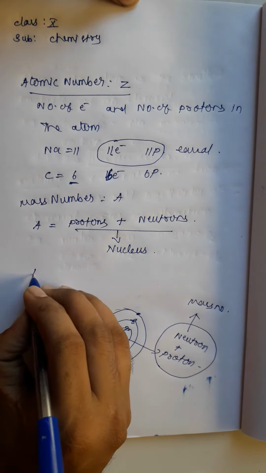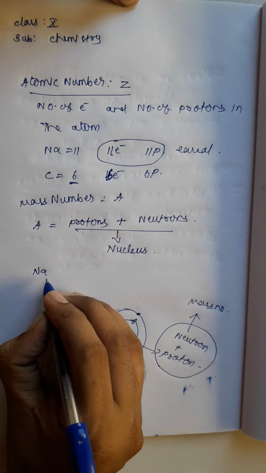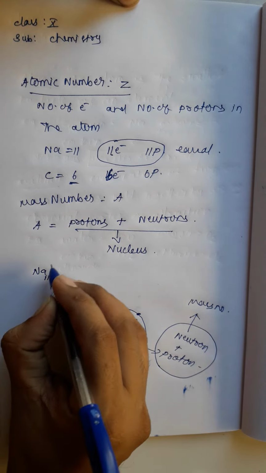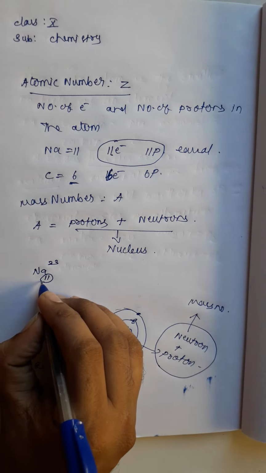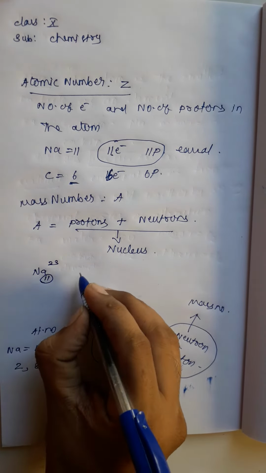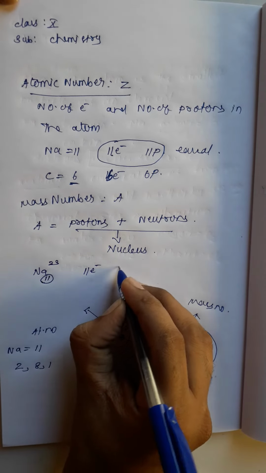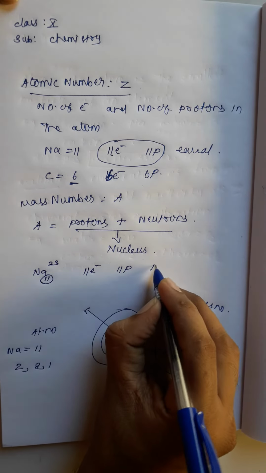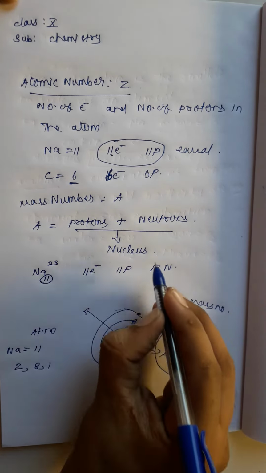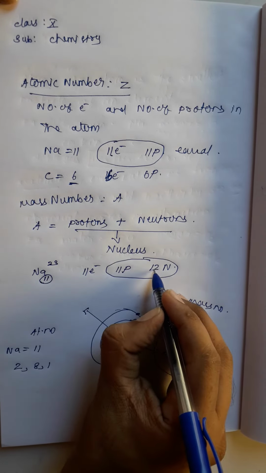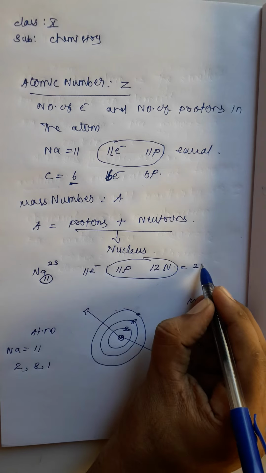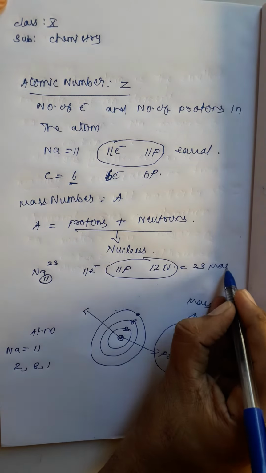If again we consider sodium, the atomic number is 11, mass number is 23. If we have the atomic number 11, it contains 11 electrons and 11 protons and 12 neutrons will be there. So combination of these two, protons is 11, neutrons is 12, it is 23. So this is the mass number.